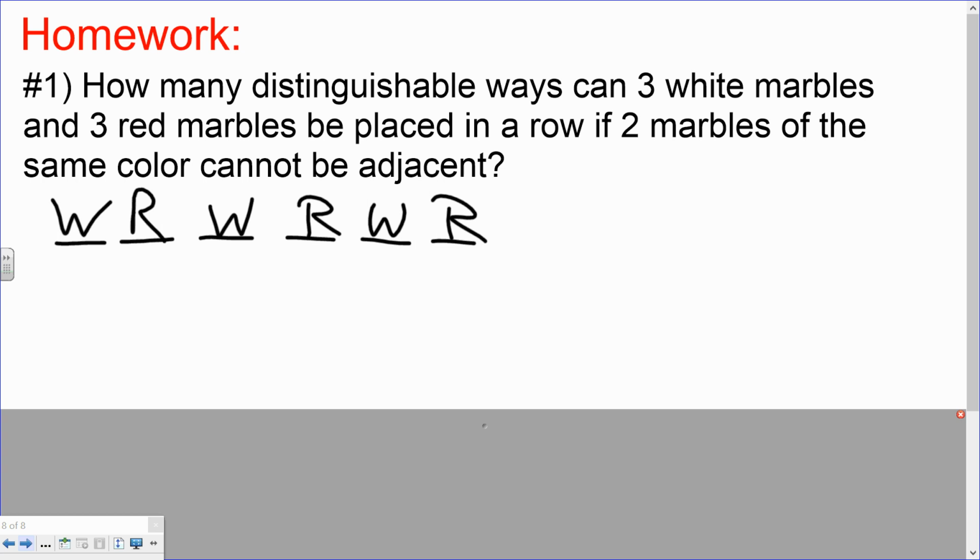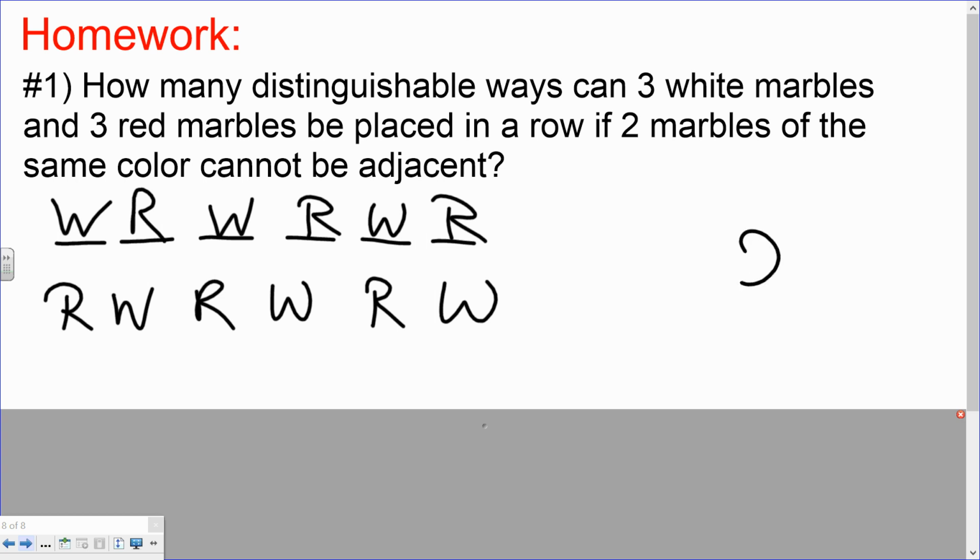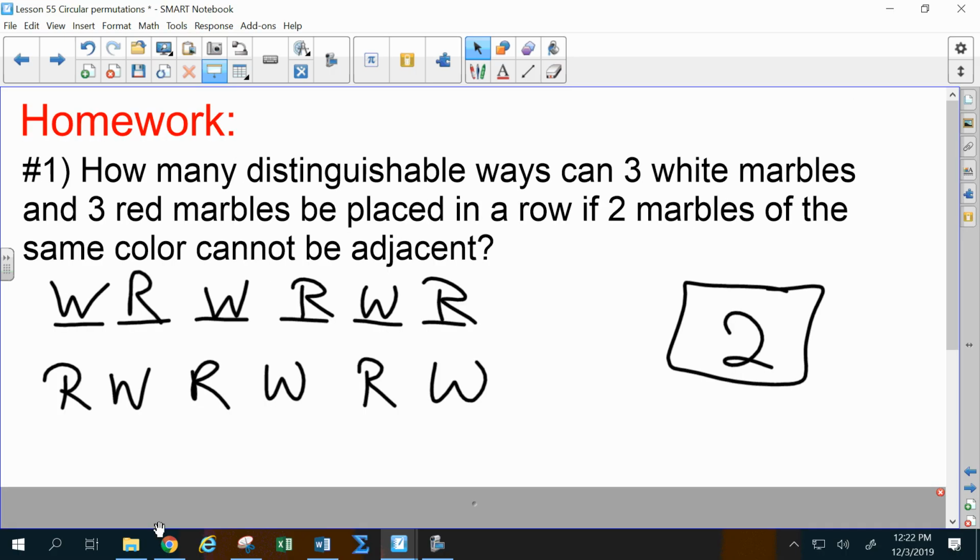One possible way. Do I have to start with white? No? Ryan, what else could I do? Oh, so I could start with red, and then everybody, what would the rest of it look like? So if I start with a red, that's the only way it could look. I could switch some marbles, but it would still look the same. So I've got one option if I start with white, one option if I start with red. Anything else I could start with? So how many total possibilities did I have? 2. So the answer is 2, and there's your work that you need to show for that. So anybody with questions on that one?